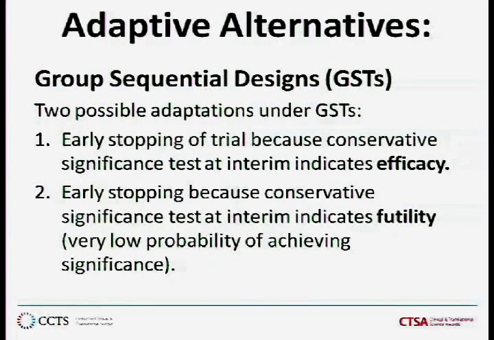Another possibility is you could stop because of futility. That is, because of a conservative significance test, you find it so unlikely that you get significance at the final analysis that you just stop the trial halfway through. So those are two possible adaptations: stopping because you have enough evidence already, and stopping because it's futile to go on. You won't get a significant result.